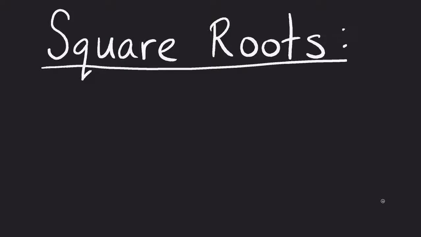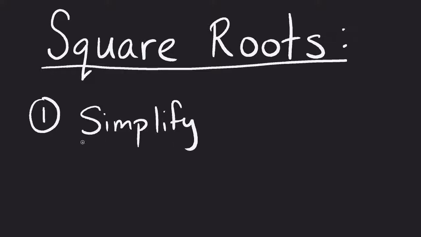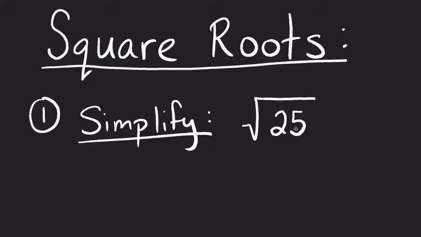Square roots are one of the more common problems dealing with radical symbols. Basically what it means is that we're looking for items that can be broken down into pairs of twos. So an example might say simplify. What happens when I have the square root of 25?